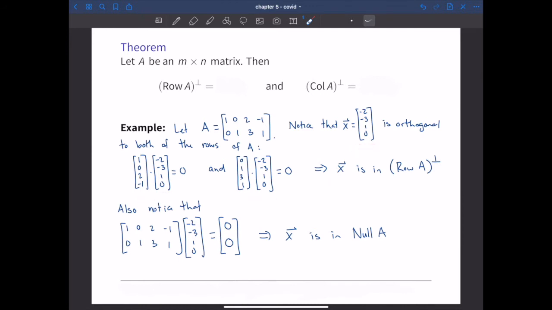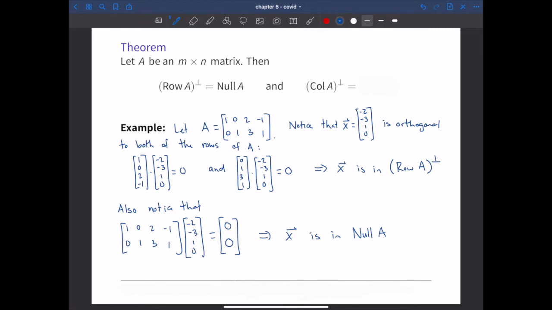On the other hand, if it's orthogonal to both of the rows, that means when I multiply by the matrix A, I'm just going to get 0, 0, and hence x lives inside the null space. So what this tells us is that the orthogonal complement of the row space is really just equal to the null space. Now what about the orthogonal complement of the column space?